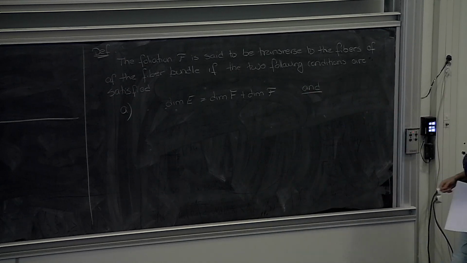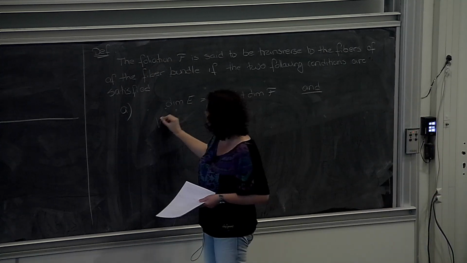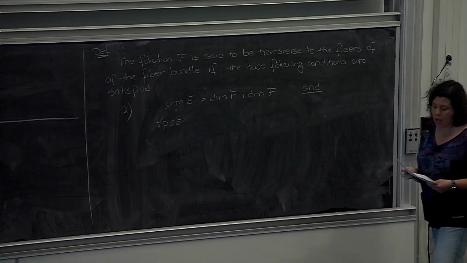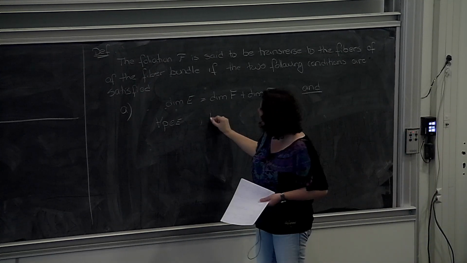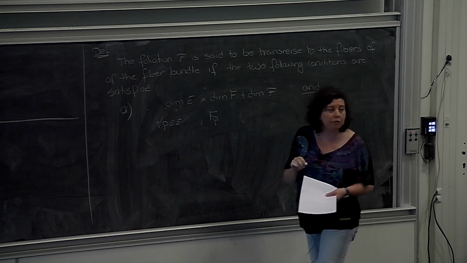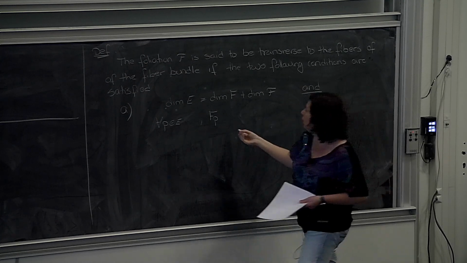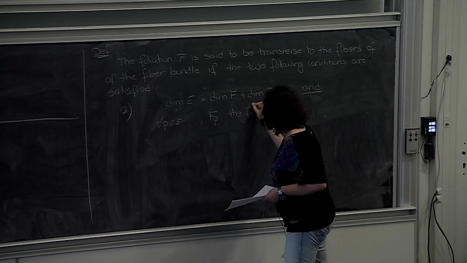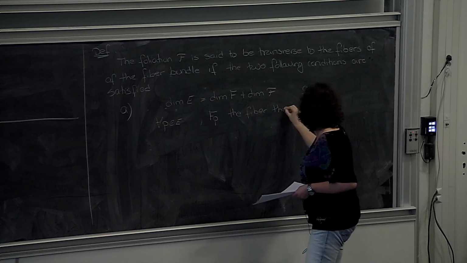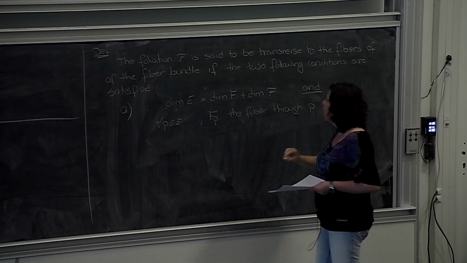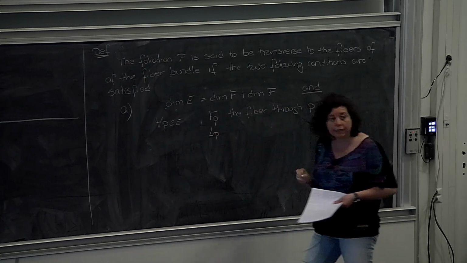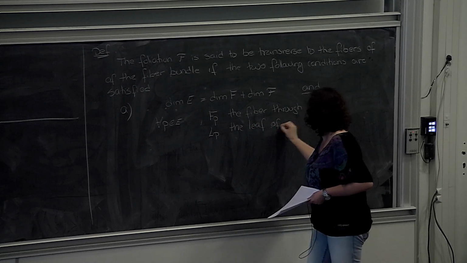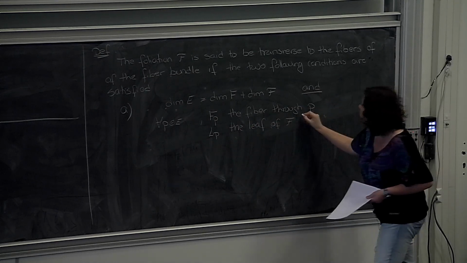And at the same time, for every point P that we fix on E, we denote by FP the fiber above P, or the fiber through P, to be more precise. And we consider by LP the leaf of the foliation also passing through P.